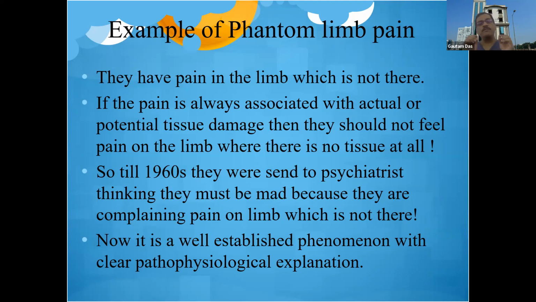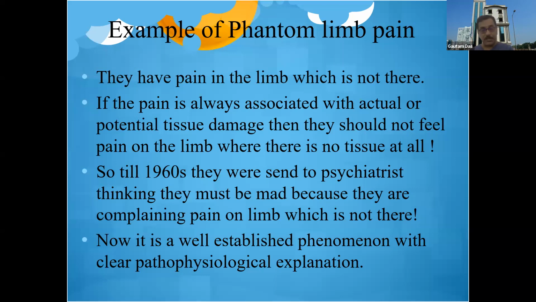So now, if similar signals are generated in the remaining part of the nerve, which was processing my fingers and my wrist, I might feel the pain is coming from my fingers, because the nerve which is processing signals from my hand and my fingers is still there. And this is the mechanism of phantom limb.